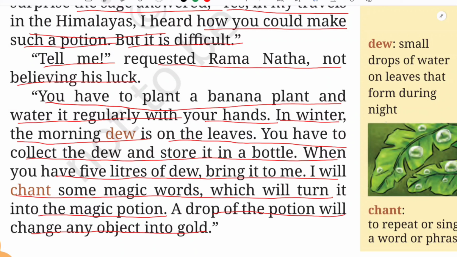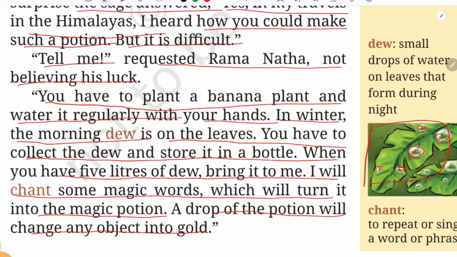And in the winter, the morning dew, as I have told you, is also given here in the picture. See, in this leaf there are some drops of water, so this is known as dew. So the sage told Ramnath to collect this water. How much? 5 liters. So it is a very huge amount, because there are only a few small drops of dew on every leaf, isn't it?